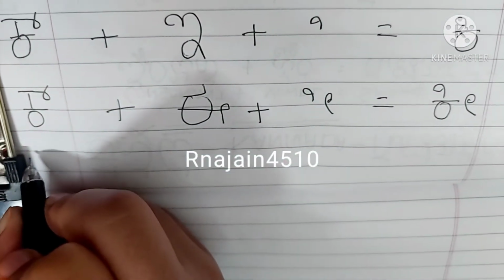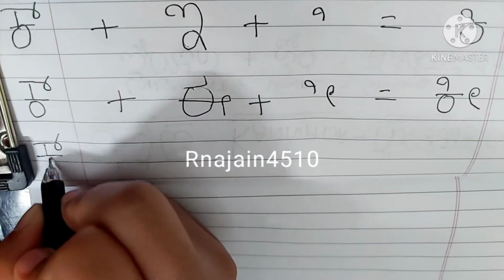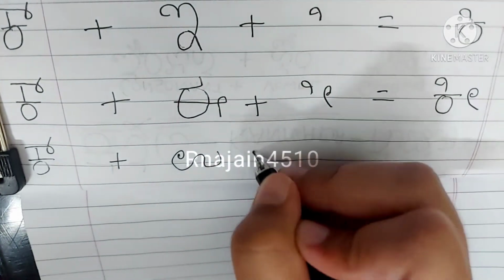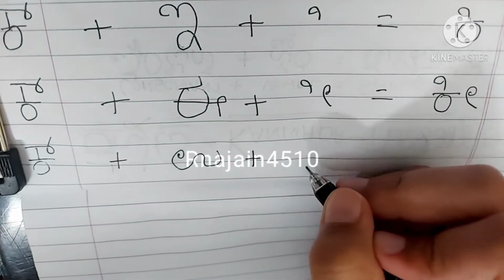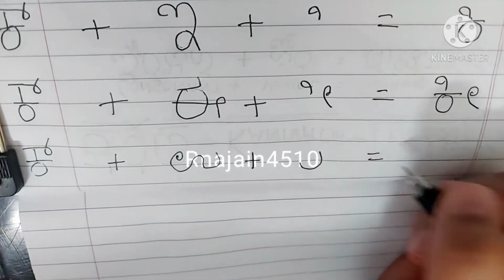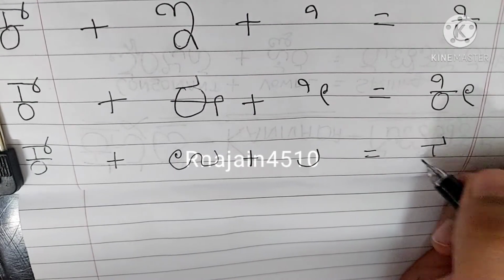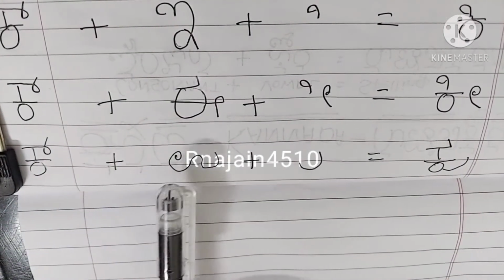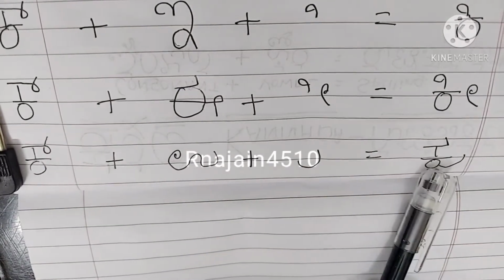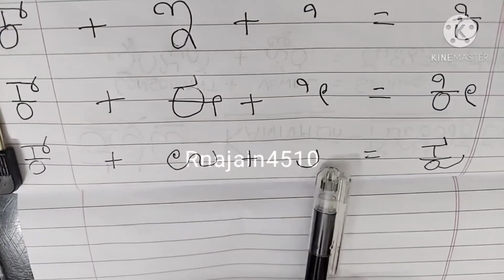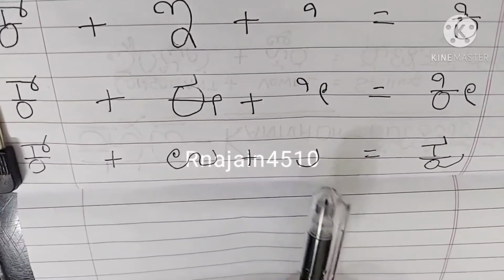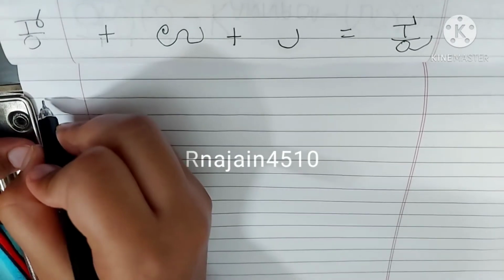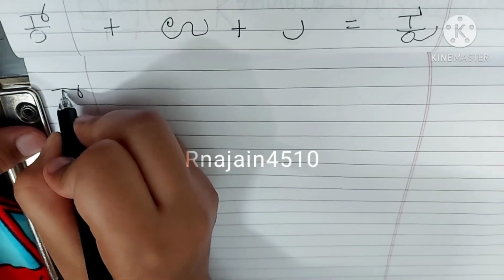Next is Ku. Half K plus U plus U is equal to Ku. Okay. K plus U is equal to Ku. And we call U matra as Kombu.